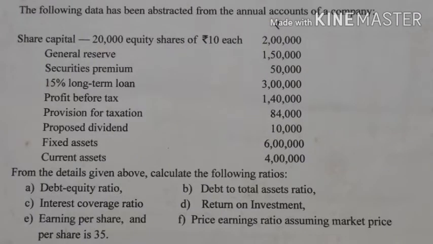The following data has been abstracted from the annual accounts of a company. Share capital along with number of equity shares, general reserve, securities premium, 15% long-term loan, profit before tax, provision for taxation, proposed dividend, fixed assets, current assets. From these details you have to calculate debt equity ratio, debt to total assets ratio, interest coverage ratio, return on investment, earnings per share, and price earning ratio, and the market price is given to you as rupees 35.